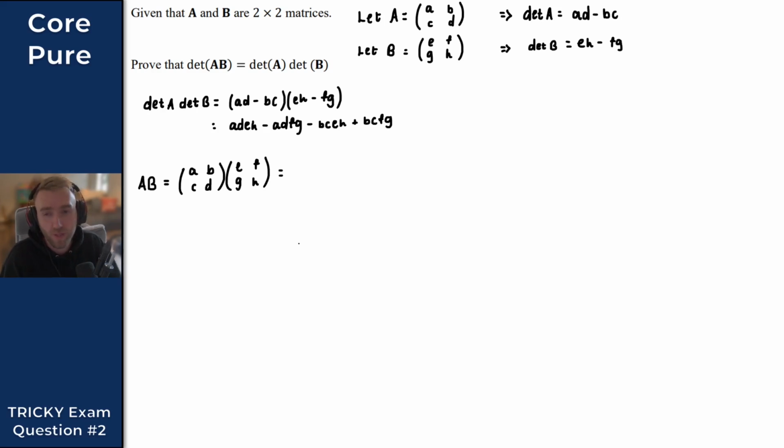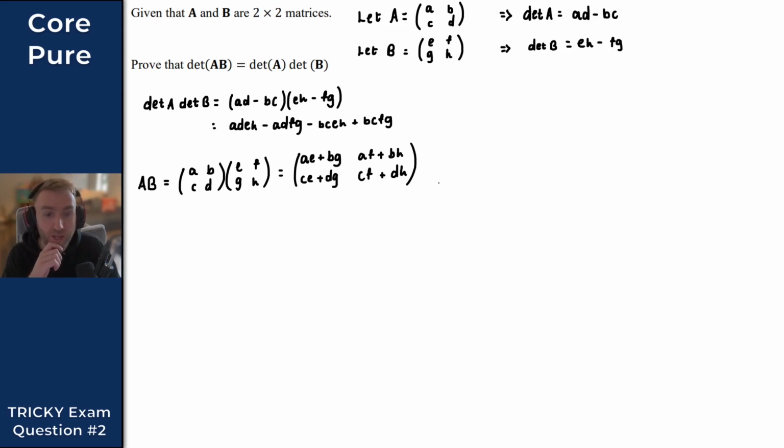Clearly the result will be a 2 by 2 matrix, which shouldn't be surprising to anyone. This row times this column, I get AE plus BG. Then this row times the second column gives AF plus BH. I've then got this row times this column, which is CE plus DG. And finally, this row times this column gives CF plus DH. Perfect. Up to now, everything looks good.